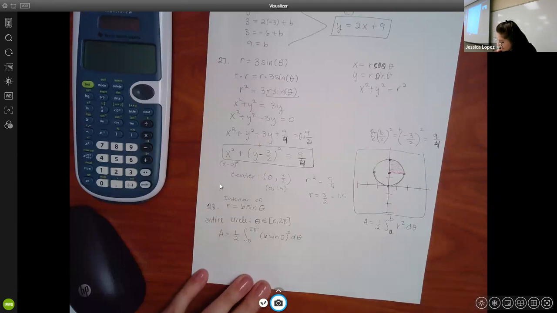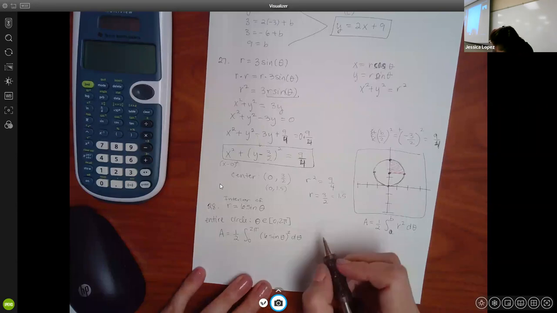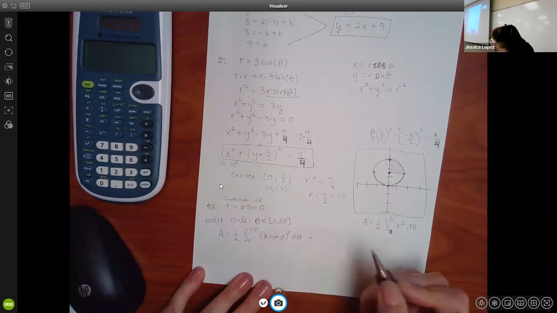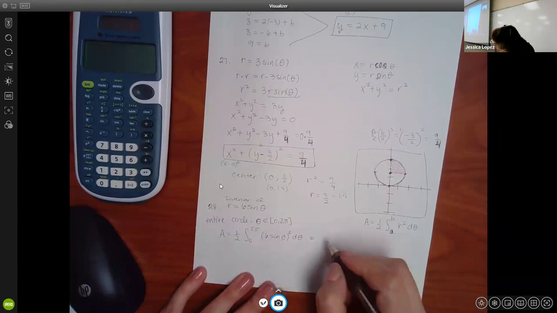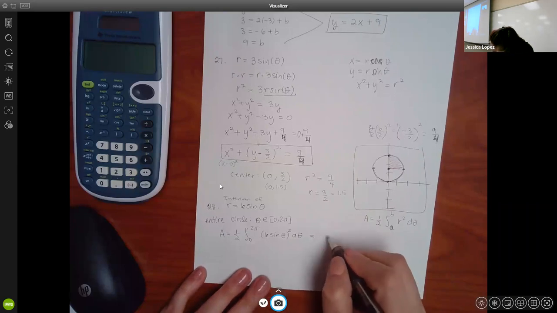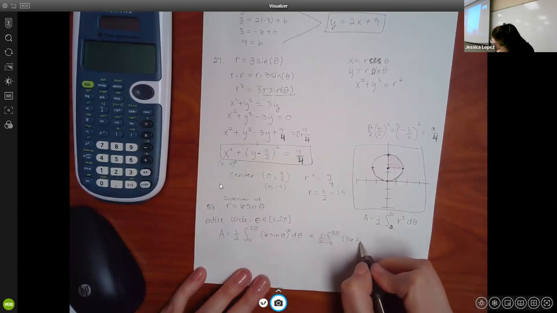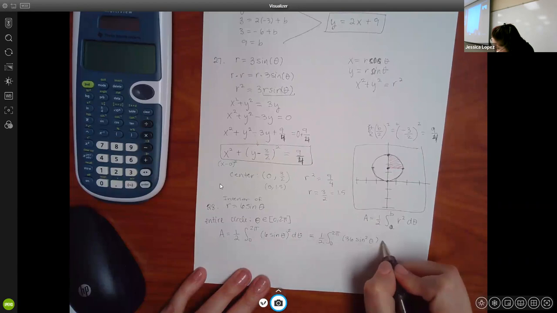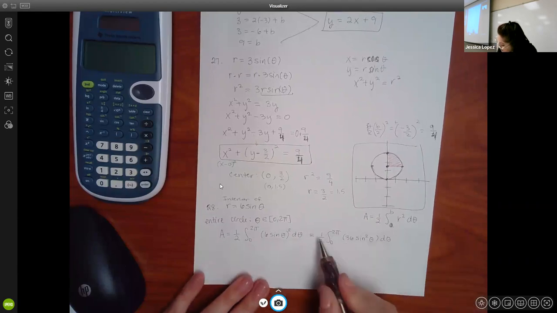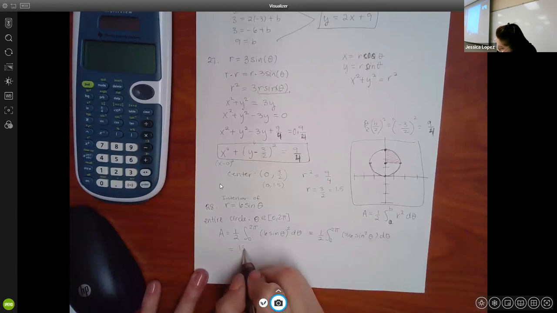I'm wondering if this is going to give me 0. I don't know. Let's just keep going. I'm thinking these bounds are not correct, but I'll double check it if it doesn't come out right. This would be, what is that, 36 sine squared? And then if I take the 36 out, it would be 18.